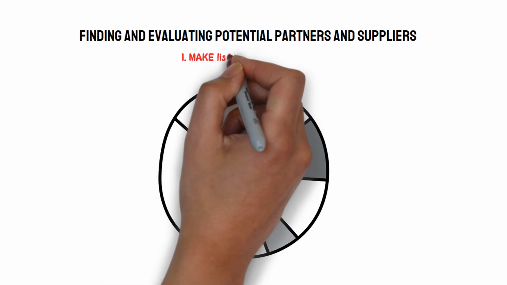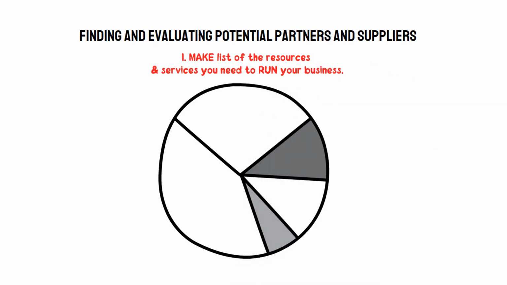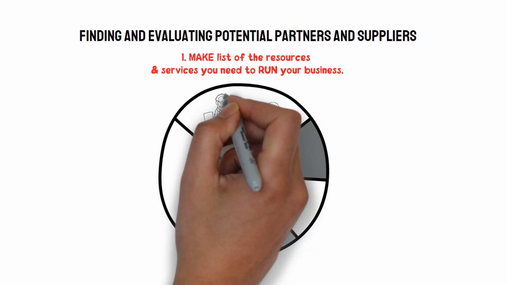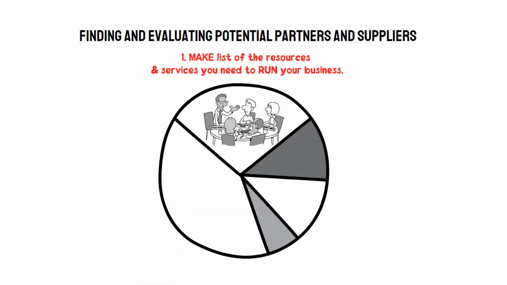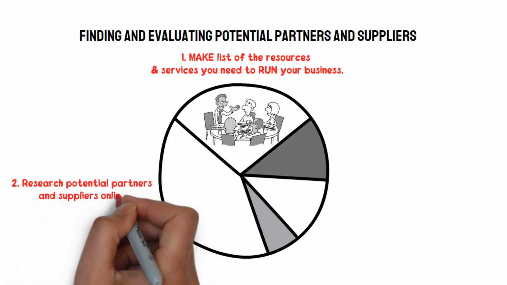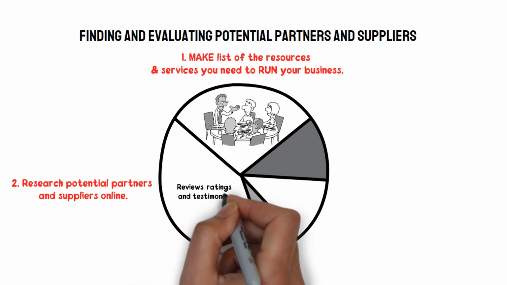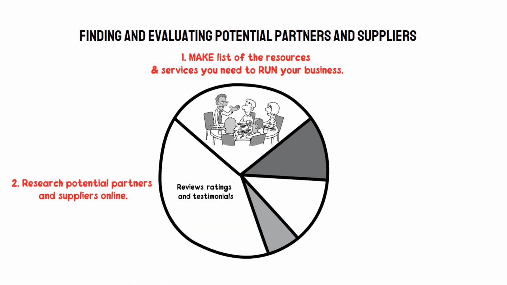Number 1. Start by making a list of resources and services you need to run your business. This will help you narrow down your search and focus on the key partners and suppliers that are most important to your business. Number 2. Research potential partners and suppliers online. Look for reviews, ratings, and testimonials from other businesses or customers to get an idea of their reliability and quality.